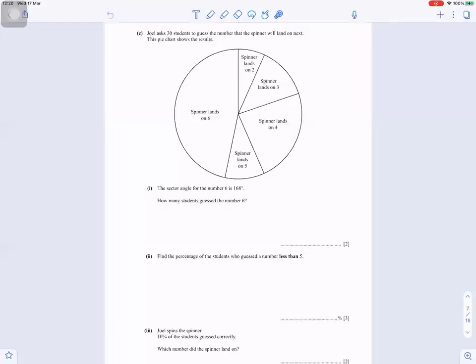This is part C. You can press pause and have a go at it, and then when you're ready, you press play to come back.